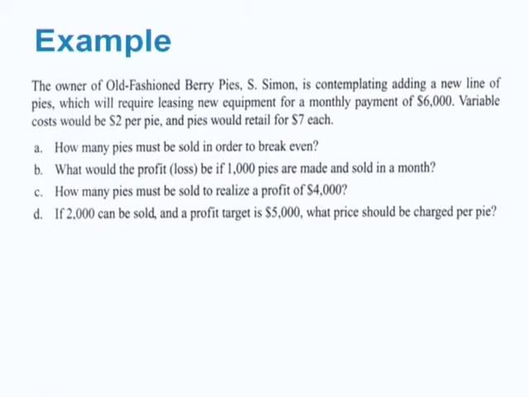For this example, the owner of the old-fashioned berry pie shop, Simon, is contemplating adding a new line of pie, which will require leasing new equipment for a monthly payment of $6,000 US. The variable cost would be $2 per pie, and the pie would retail for $7 each, right? On the first question, they want to know how many pies must be sold in order to reach the break-even point. They want to calculate the break-even point for problem A.